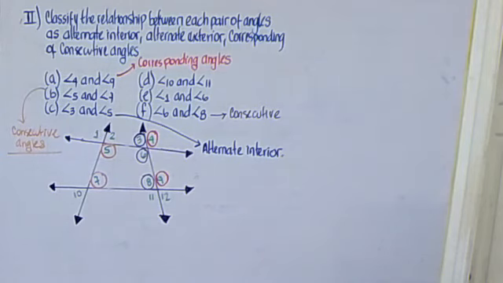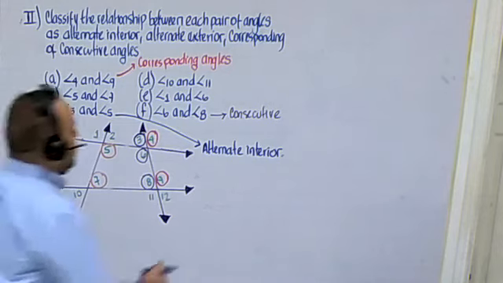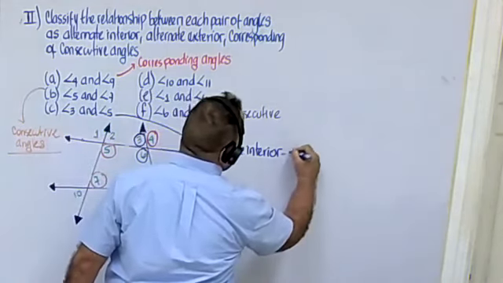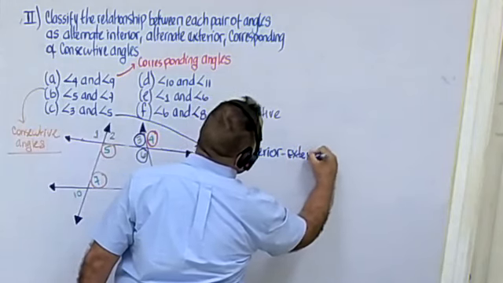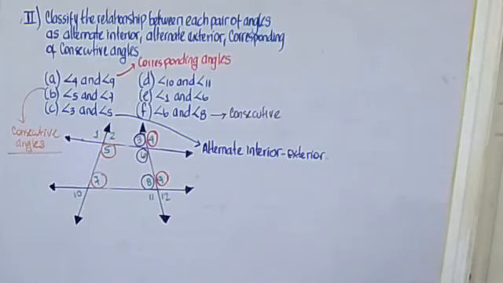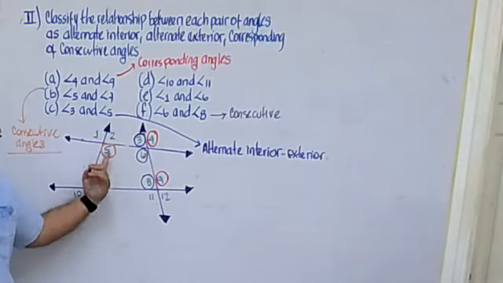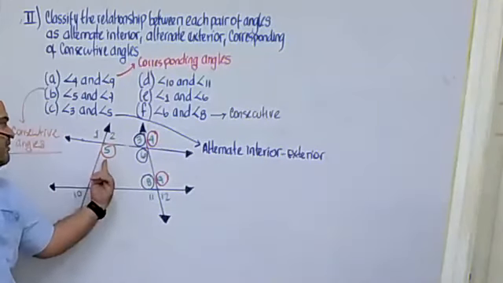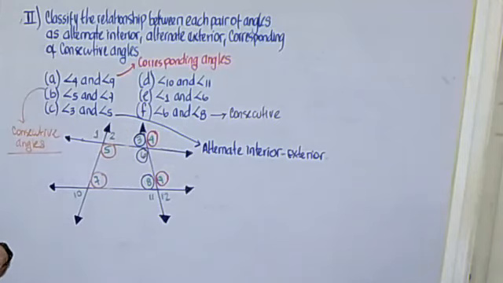So I'm going to complete the word: alternate interior exterior. Just to tell you the truth, it is because we have one exterior angle with one interior angle, or one interior angle with one exterior angle. Understood? Yes. Now tell me, 10 and 11, what kind of angle will it be?